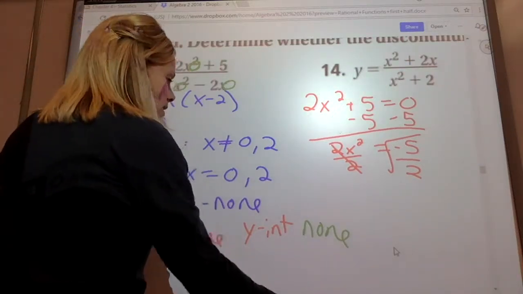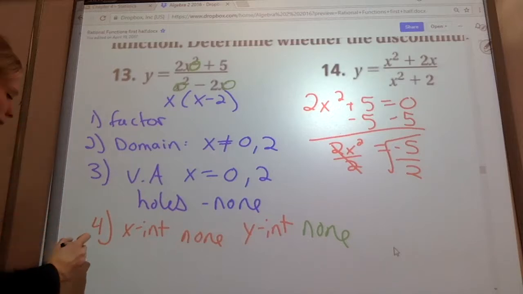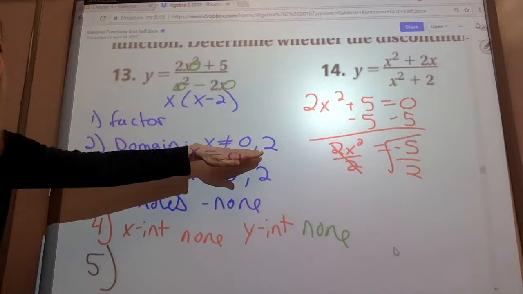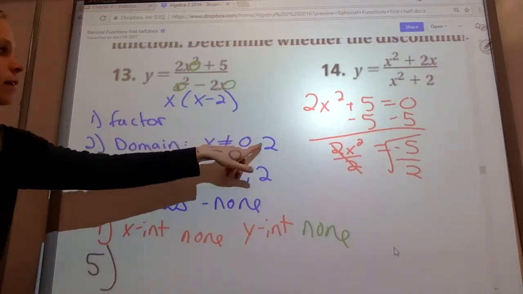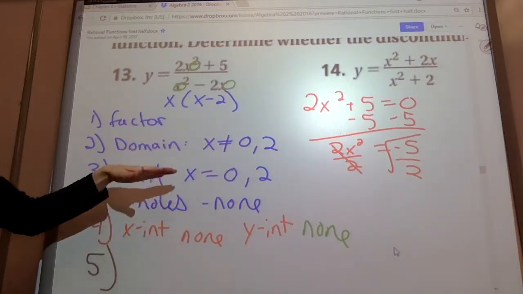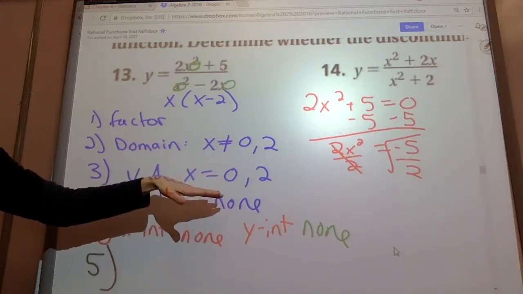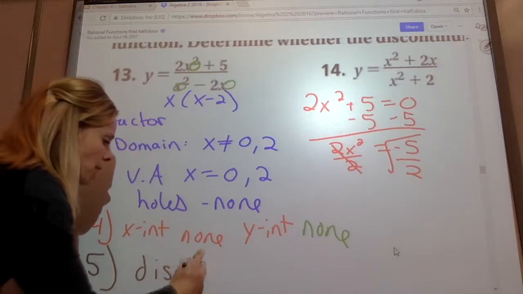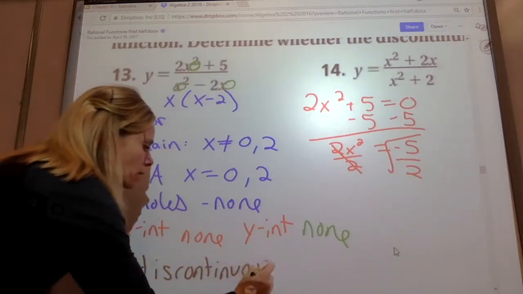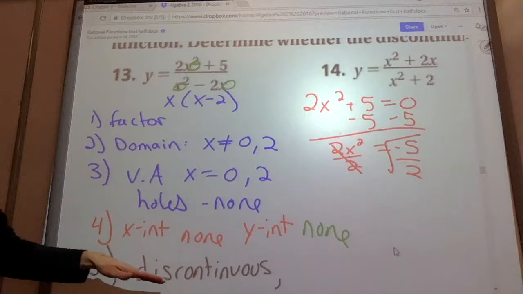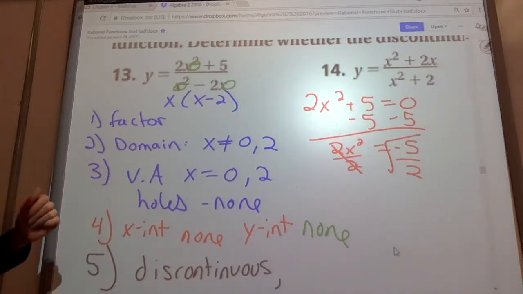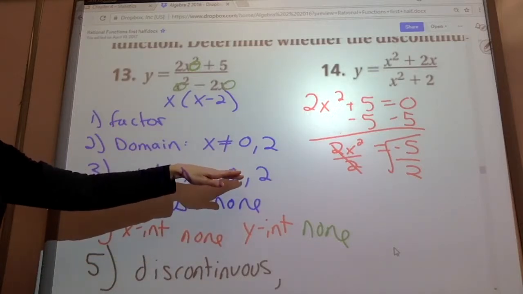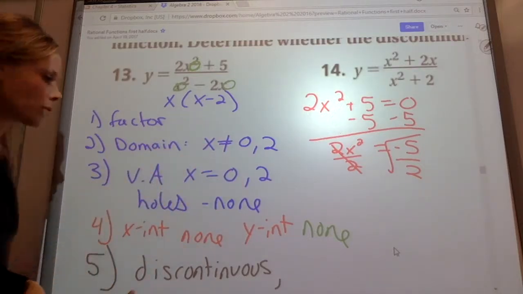All right, now, is this continuous or discontinuous? If x cannot be something, right, that's discontinuous. If I have a vertical asymptote or a hole or both, that's discontinuous. Okay. Is this discontinuous function removable or non-removable? I don't have a hole. I only have vertical asymptotes. So that's non-removable.